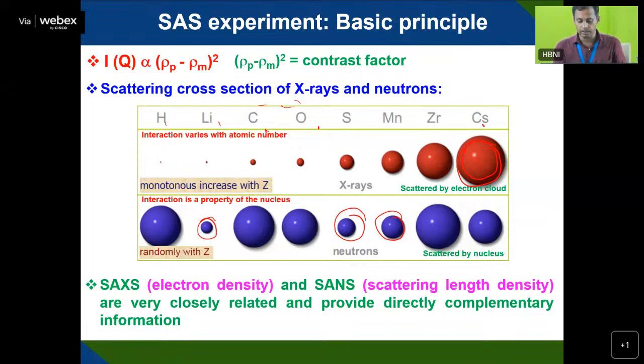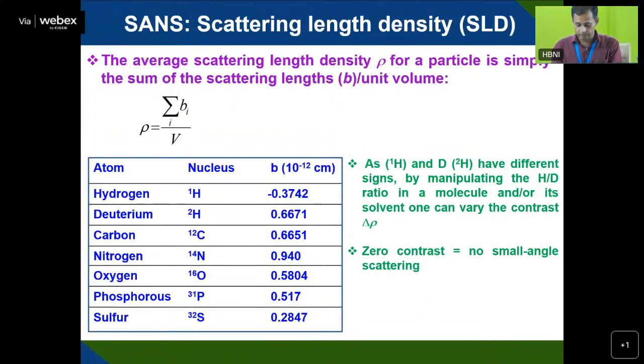Whereas small angle neutron scattering has a scattering length density dependence. These two are closely related and provide complementary information, electron and neutron being complementary techniques, so you can get complementary information in these two cases. As I said, electron density increases with increasing Z value, but the scattering length density, SLD, is the summation of b_i by V: the average scattering length density rho of the particle is simply the sum of the scattering lengths b per unit volume.